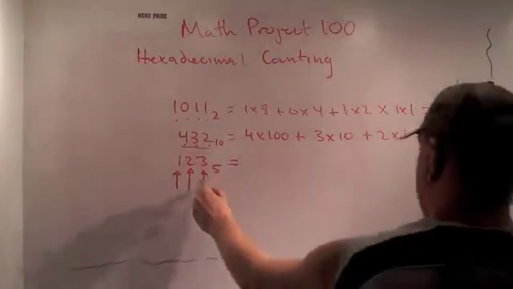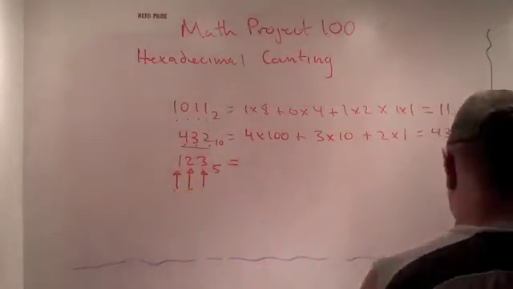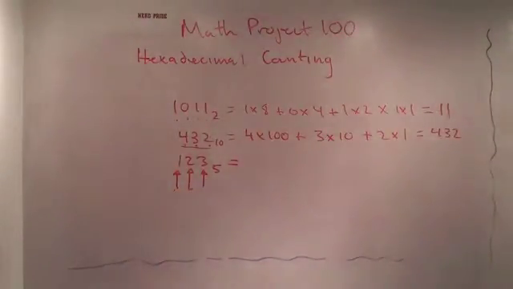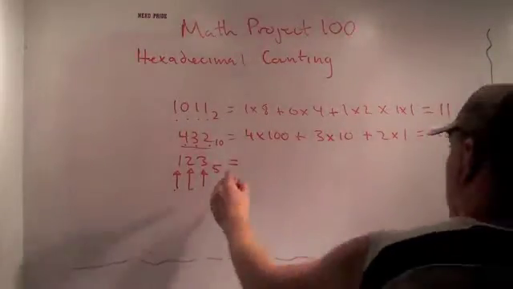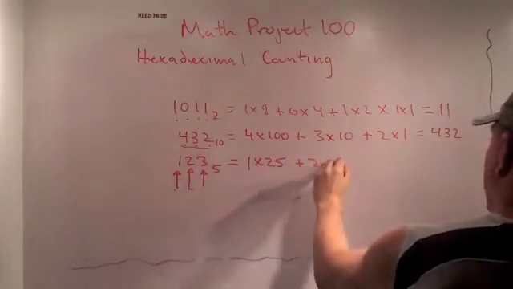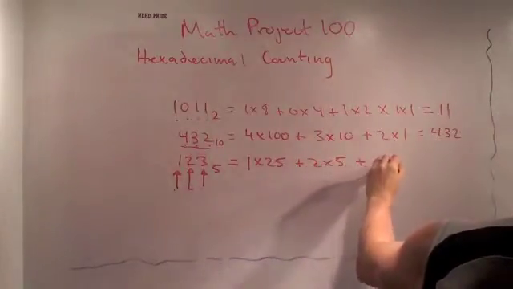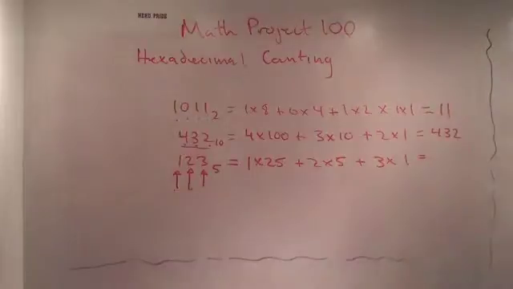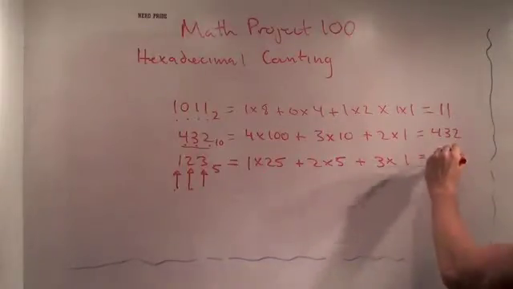So first it's 1, then 5, then what's the next power of 5? 5 times 5 is 25. So this means 1 times 25 plus 2 times 5 plus 3 times 1. And what does that equal? So it's 25 plus 10 plus 3. That's 38. Very good.